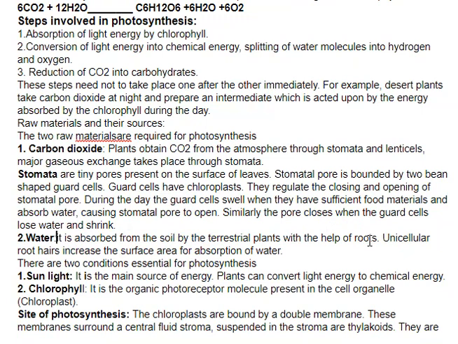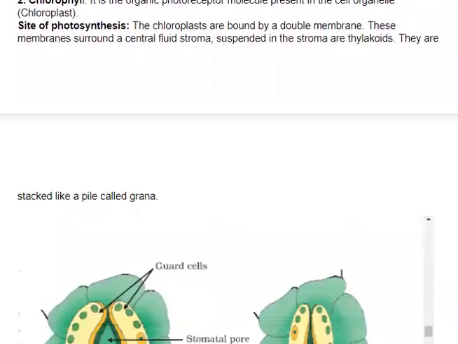So there are two conditions essential for photosynthesis: sunlight and chlorophyll. The main source of energy is sunlight, as you know, and the plant can convert light energy to chemical energy. Chlorophyll is responsible for trapping sunlight. It is the organic photoreceptor molecule present in the cell organelle, that is chloroplast. Now, what is the site of photosynthesis?